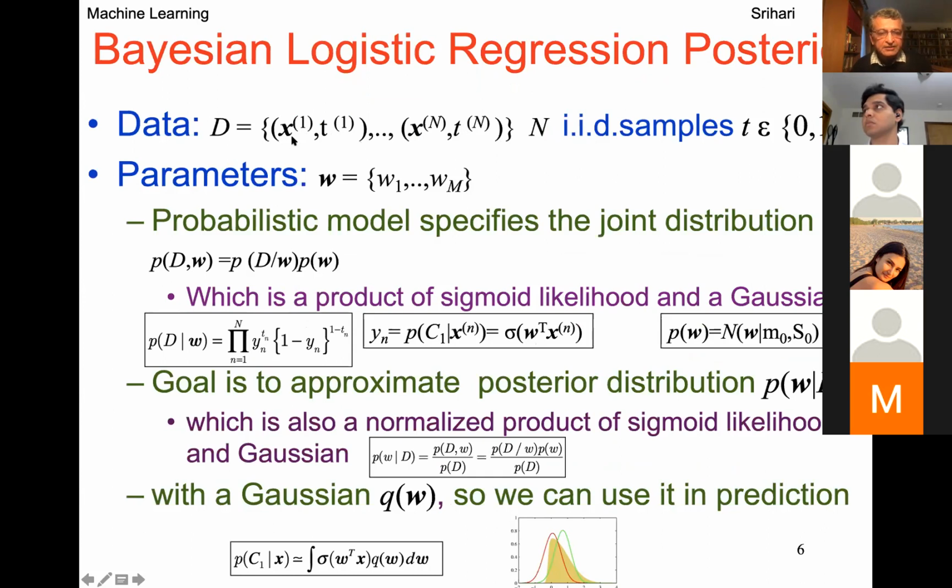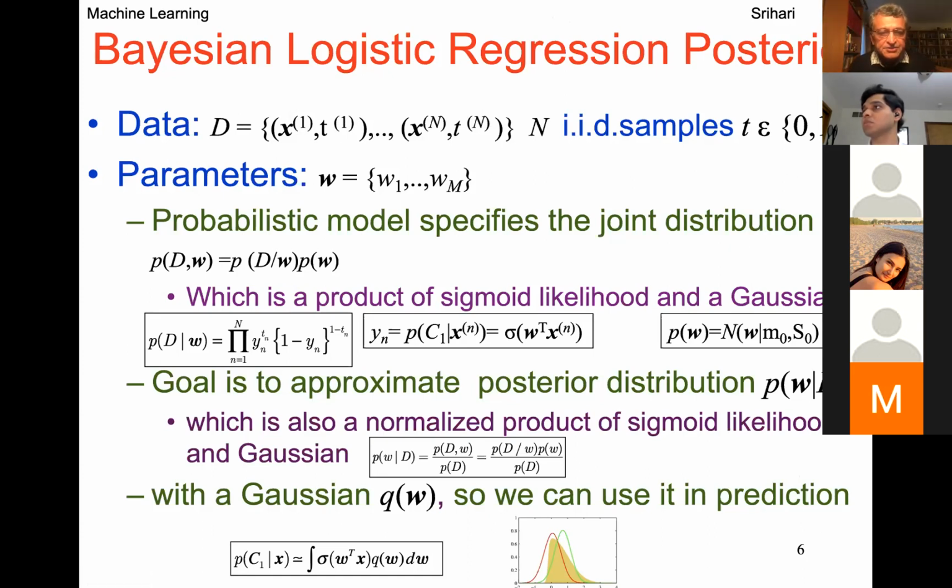x is the input vector, t is a scalar. The t's are the target values. There are n independent identically distributed samples. And we are assuming in this formulation that t is 0 or 1, so this is a two-class problem.